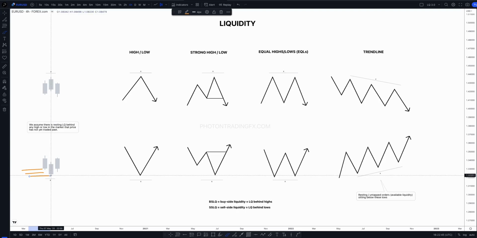It uses all of those orders up. And then at some point, price will pull back. So now you have those untapped orders down here, right? These have not been tapped into. These have all been taken. And now we assume there is resting liquidity below that low, okay?